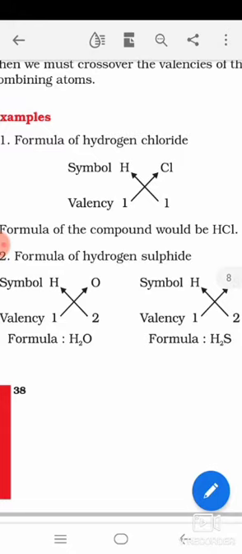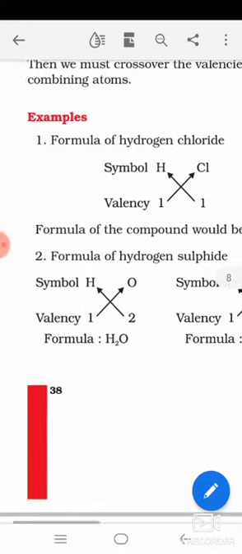Now we are cross multiplying, meaning hydrogen multiplies with the valency of chlorine, and chlorine multiplies with the valency of hydrogen. So we get H into 1, Cl into 1. H into 1 means H itself, Cl into 1 means Cl itself. So our compound formula is HCl.